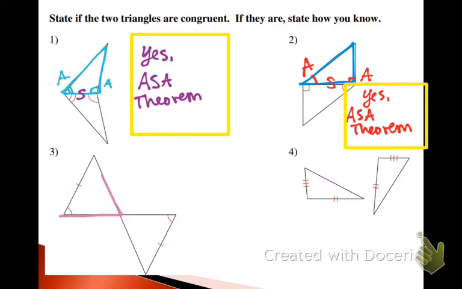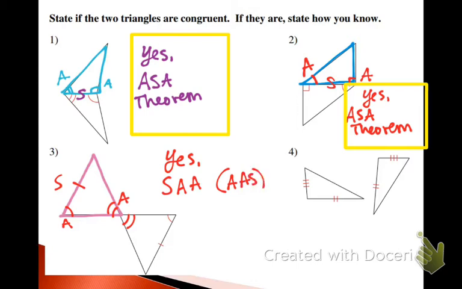Number 3, what do we have congruent? We have a side, we have an angle, he's right. What else do we have? An angle, which one? Yeah, the vertical angles are congruent. So, is this a theorem? Yes, it is. Which one? Sure, side, angle, angle, which is the same thing as angle, angle, side. Both are acceptable. They're the same thing.